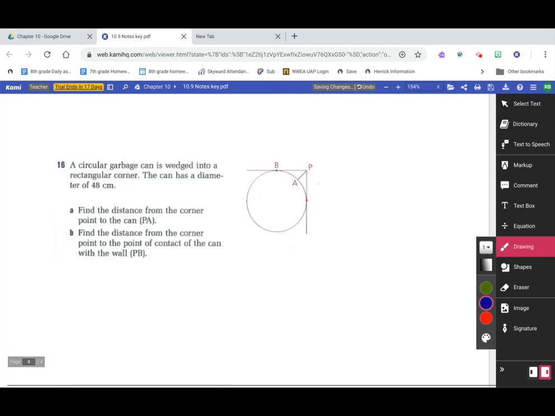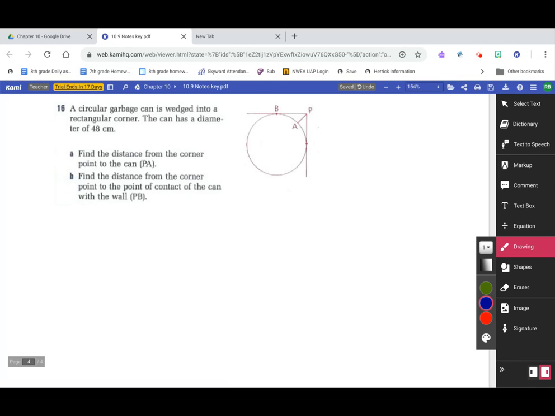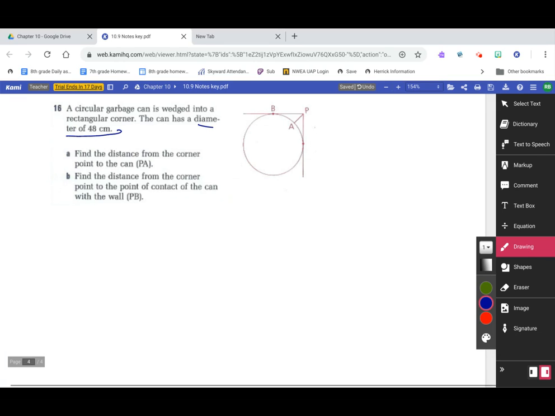For number 16, we have a circular garbage can. It's wedged into a rectangular corner. The can has a diameter of 48 centimeters. That's the diameter. Therefore, that means we can have a radius of 24 centimeters. And I also want to put the radius over here, 24 centimeters. And if I make this a right angle, this is a right angle because they told us that it was a rectangular corner. Okay, therefore we have our own square here. So this is 24 on this side, this is 24 on that side.